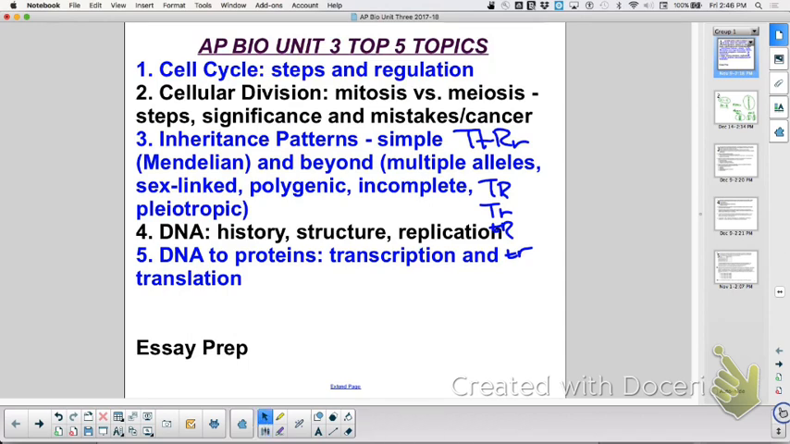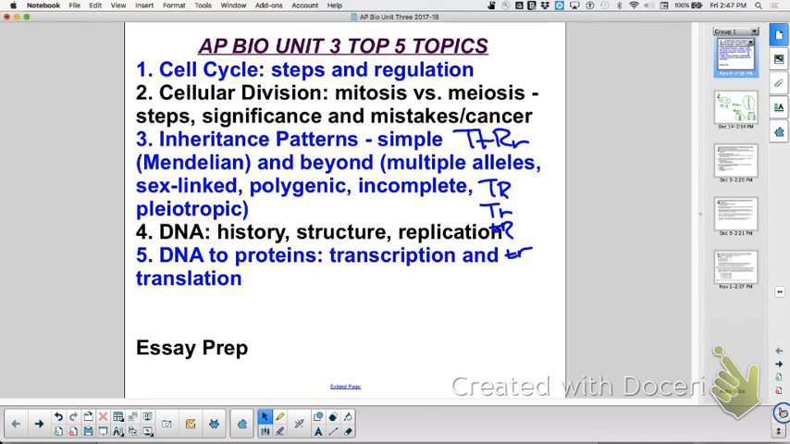Simple, beyond multiple alleles, sex-linked. We did that. Polygenic, incomplete. Oh, what's pleiotropy? Well, the mutant gene affects one. Multiple phenotypes for one pair of alleles? Yeah, like sickle cell disease. Like sickle cell disease, exactly. Okay, good. All right, questions, concerns about that?